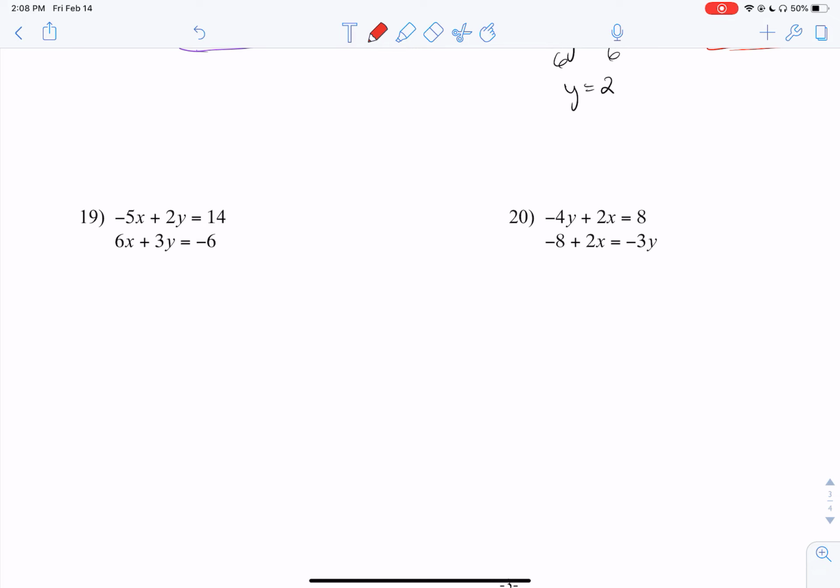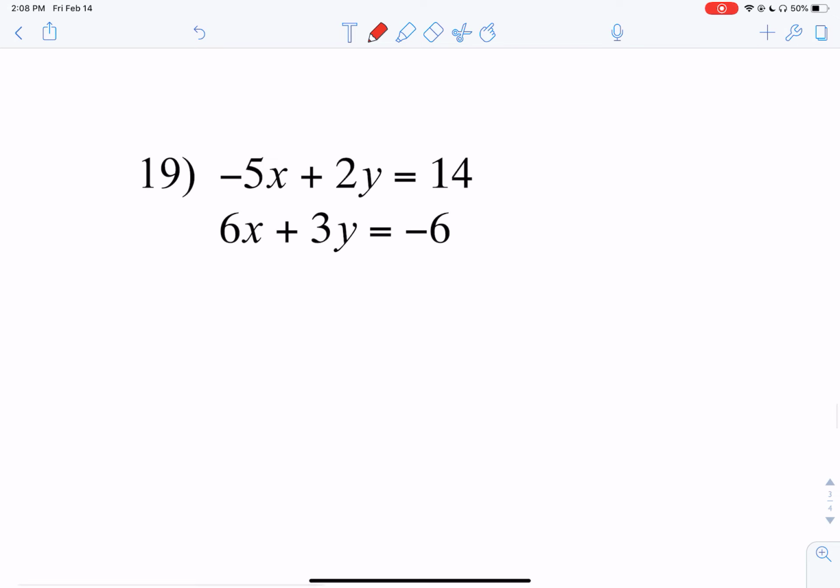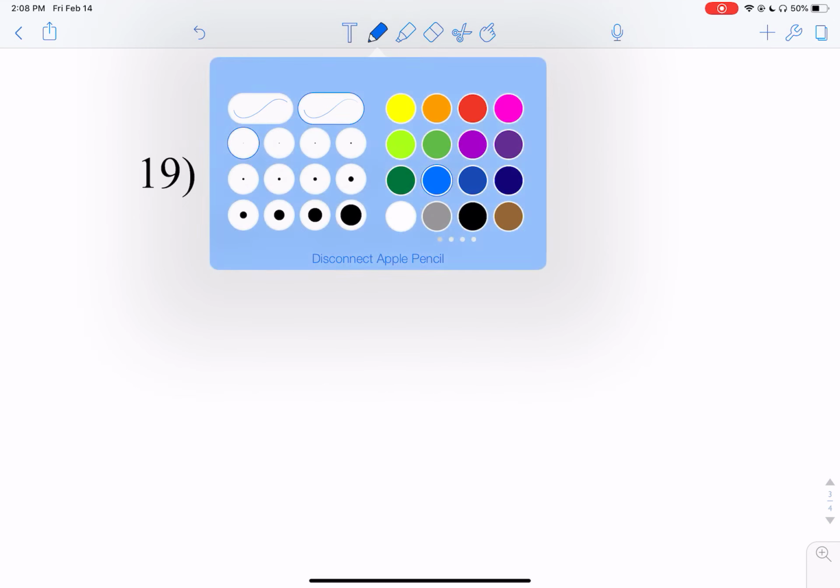For number 19, this is when it gets a little bit more complex. Notice that none of the numbers are opposites of each other. We do have a negative sign and a positive sign right here, but 5 and 6 are not opposites of each other. So adding is not going to eliminate that. And 2 plus 3, that's not going to become 0 either. That doesn't get eliminated.